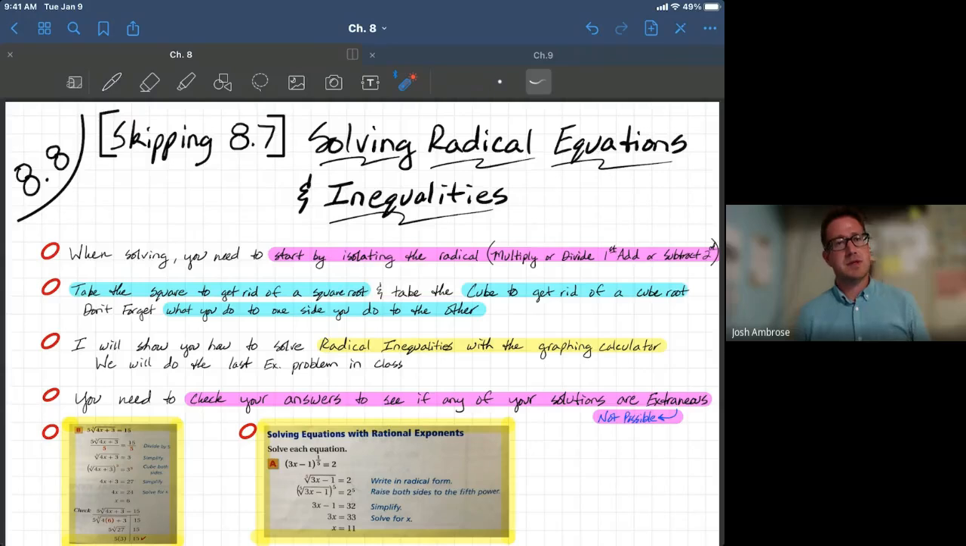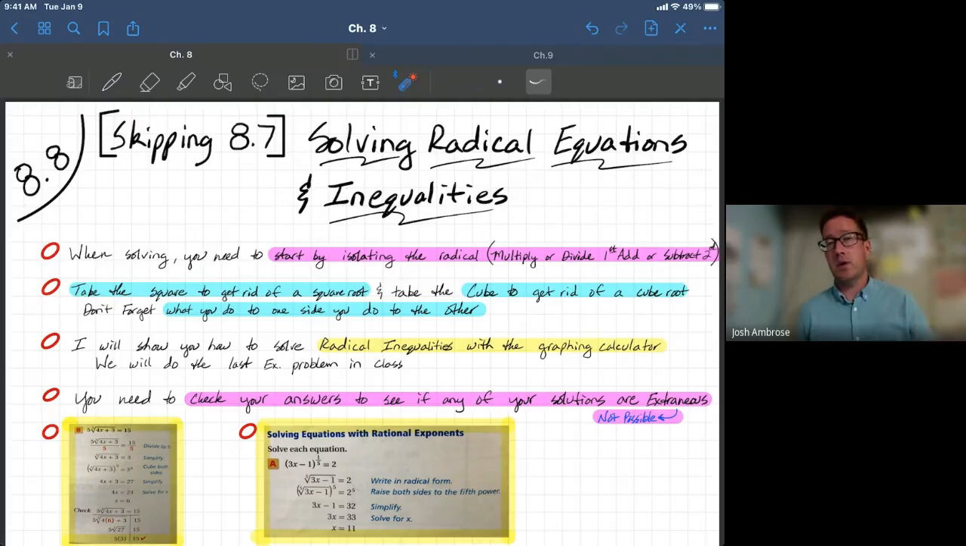It's one of those sections where you're doing transformations, and we've done about 50 of those. So I think we're good. All right, we're skipping 8.7. Let's jump into 8.8, all about solving radical equations and inequalities. I'll give you the heads up.